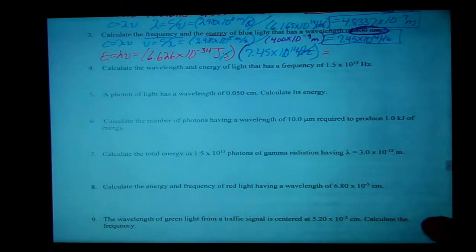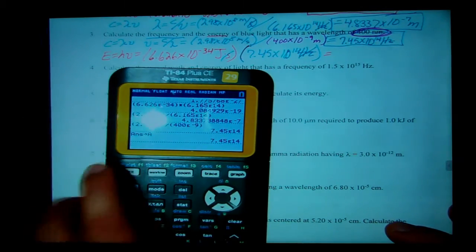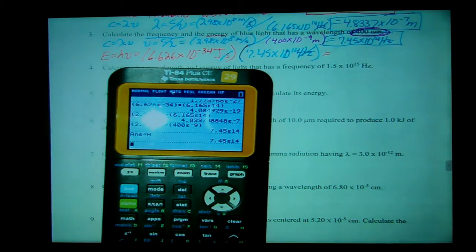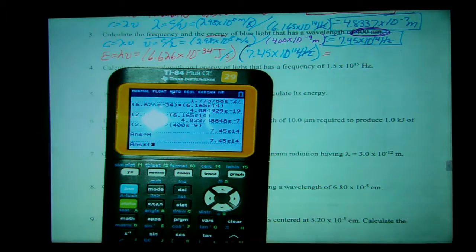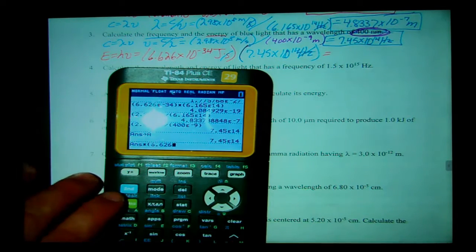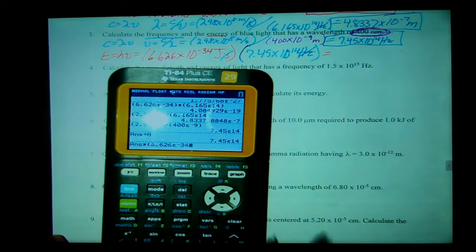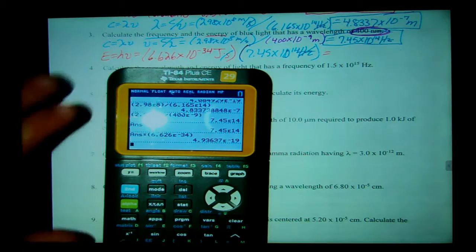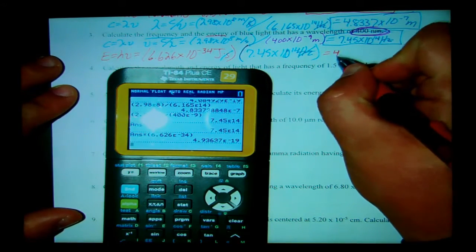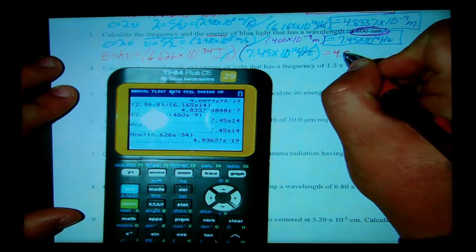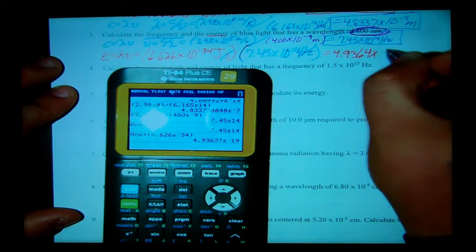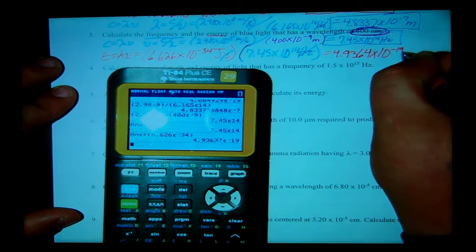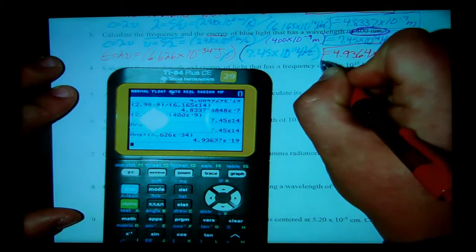So in this, this is typically what I'm going to punch in my calculator. I'm just going to hit multiply because it's taking the answer, which is our frequency from what we had before, multiply it by 6.626 times 10 to the negative 34, gives me 4.9364 times 10 to the negative 19 joules. Any questions?